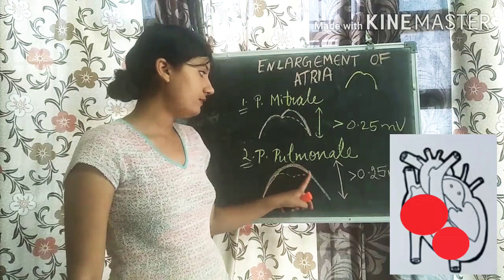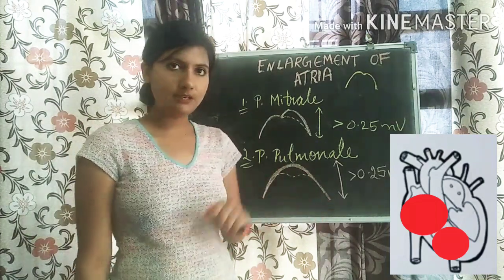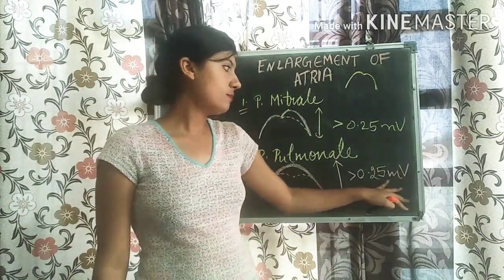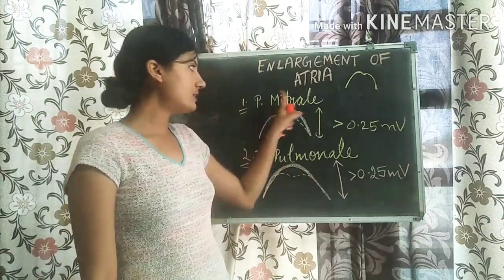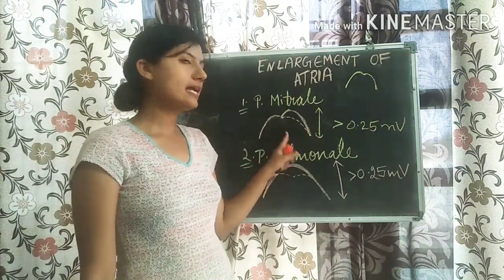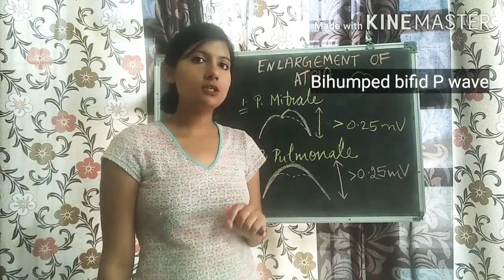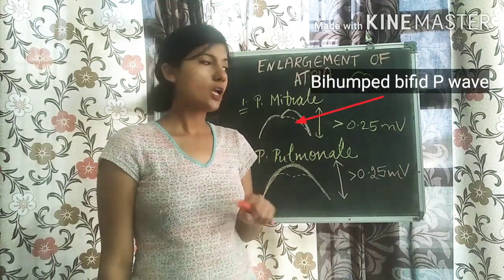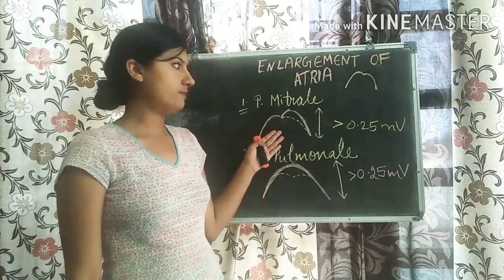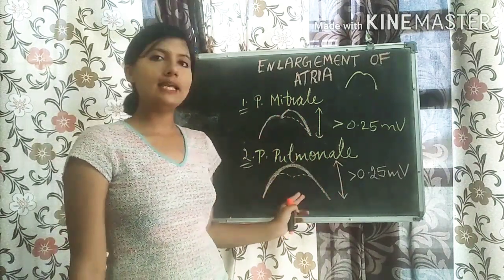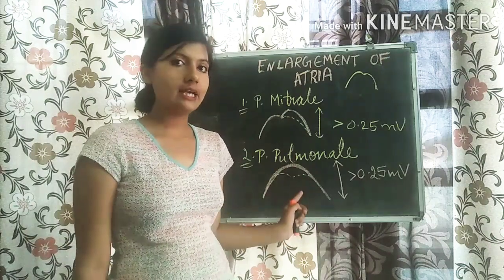That will cause this type of deflection in the P wave, and its size will also be greater than 0.25 millivolt. This type of wave is known as a bihumped or bifid P wave. So this represents the enlargement of the left atrium, and this condition represents the enlargement of the right atrium.